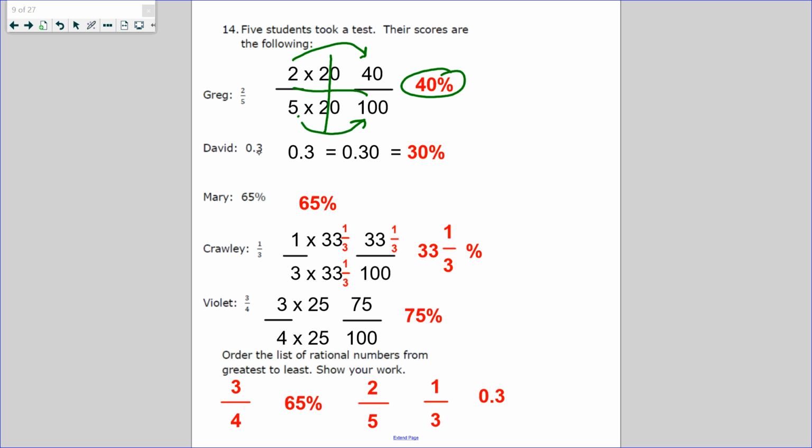What's 3 groups of 10? 30. So 30%. No, he did worse. Mary got 65%. Hey, at least she got the highest. She didn't pass the test, but she got the highest.